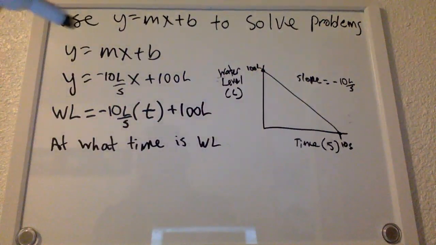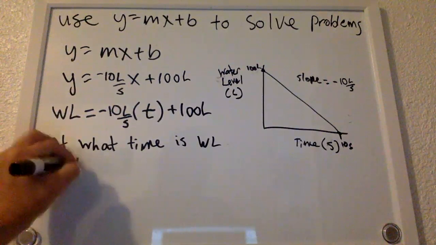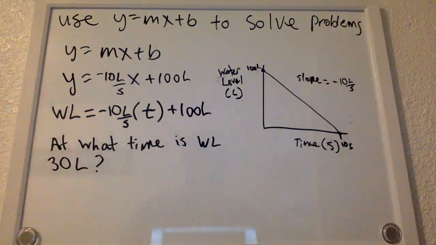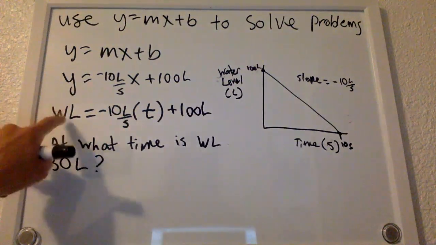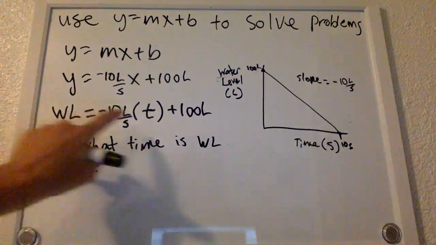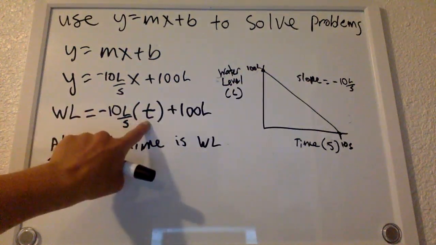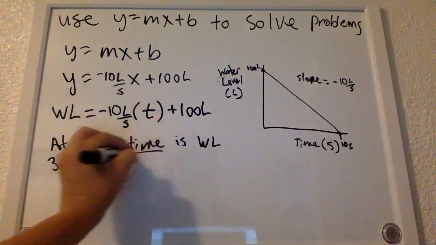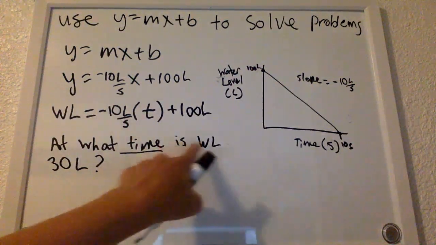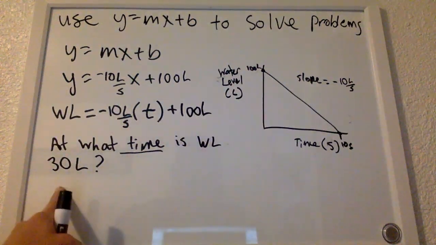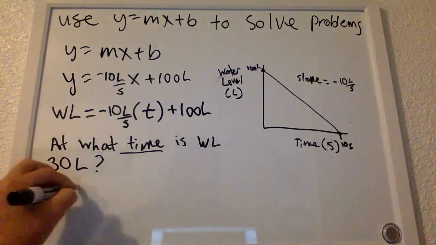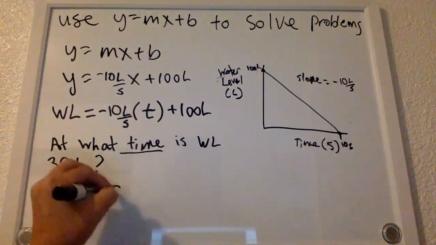Let's do, at what time is the water level 30 liters? So how long would we have to let it drain before we get down to only 30 liters? All right, so now if we look at our equation, we don't know the time. We're looking to figure out the time. It says at what time, but we do know the water level. So I can plug in 30 liters there.